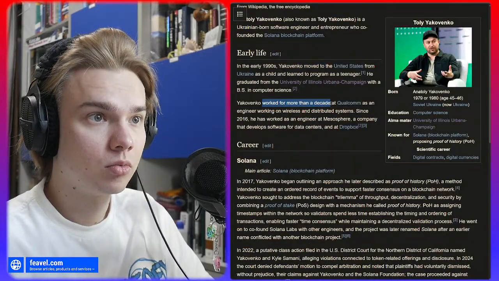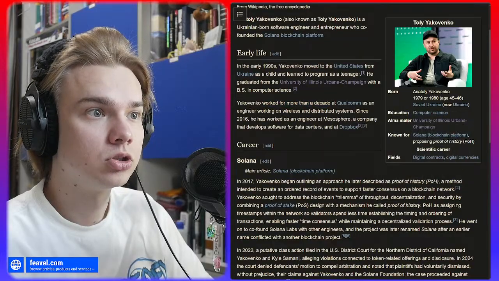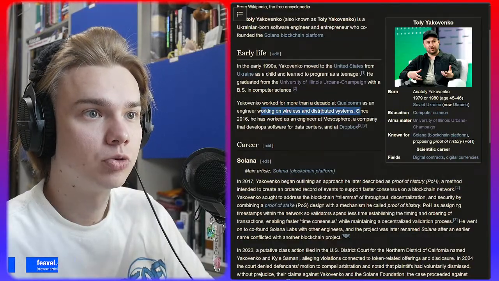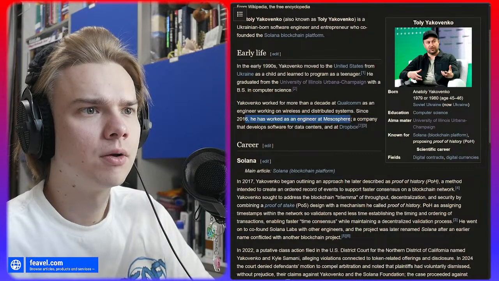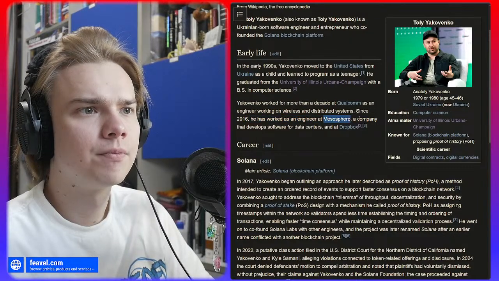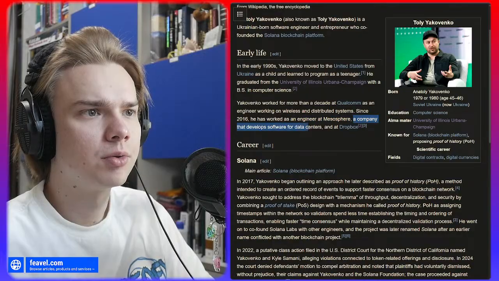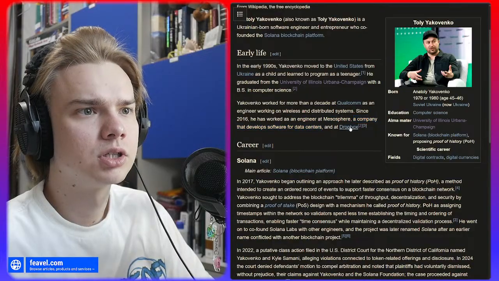Yakovenko worked more than a decade at Qualcomm as an engineer working on wireless and distributed systems. Since 2016, he has worked as an engineer at Mesosphere, a company that develops software for data centers, and at Dropbox.